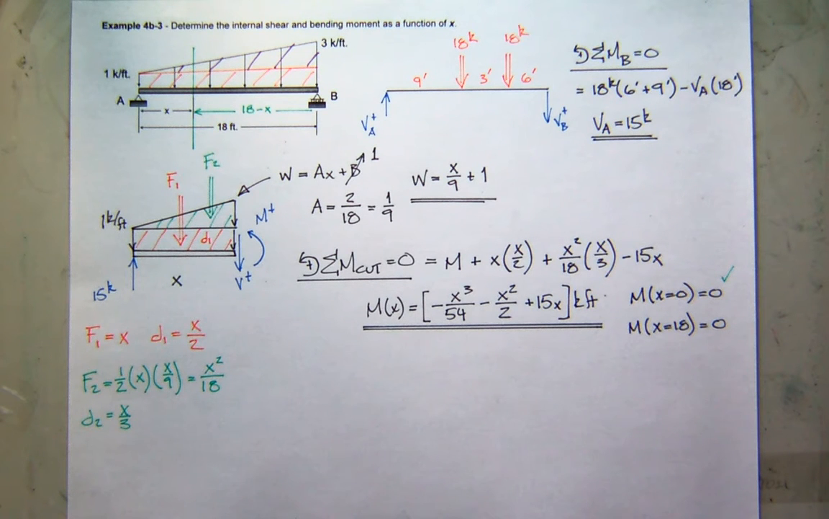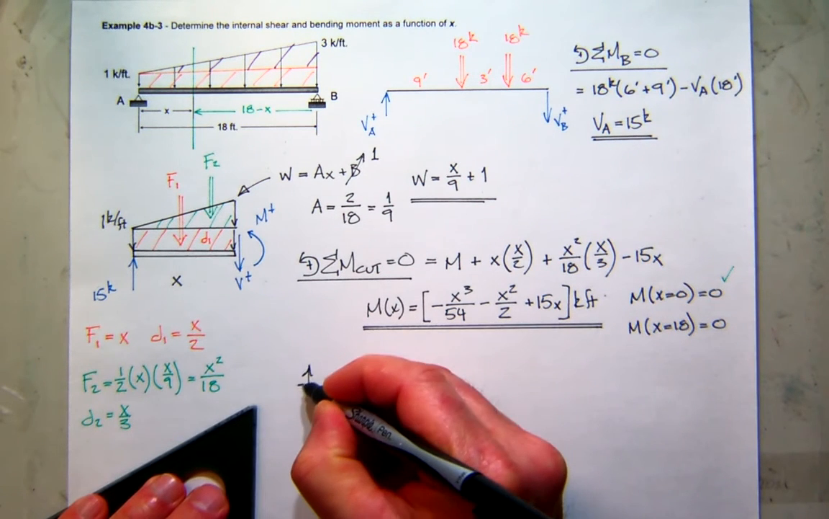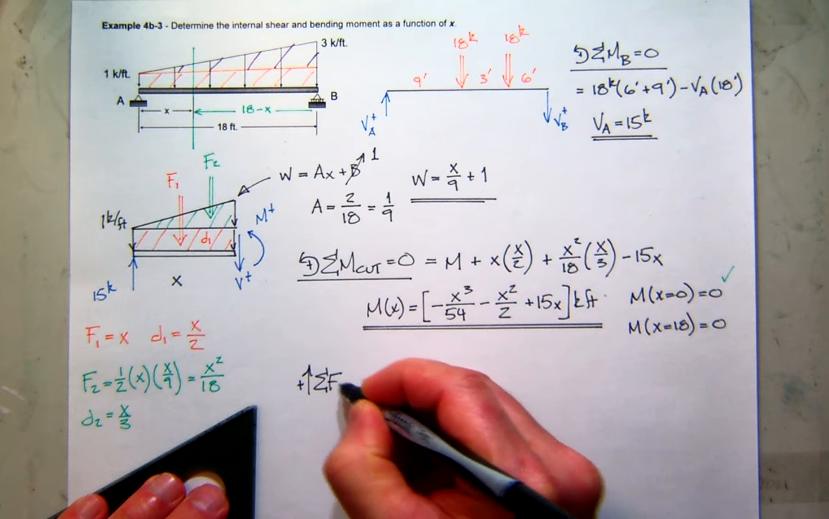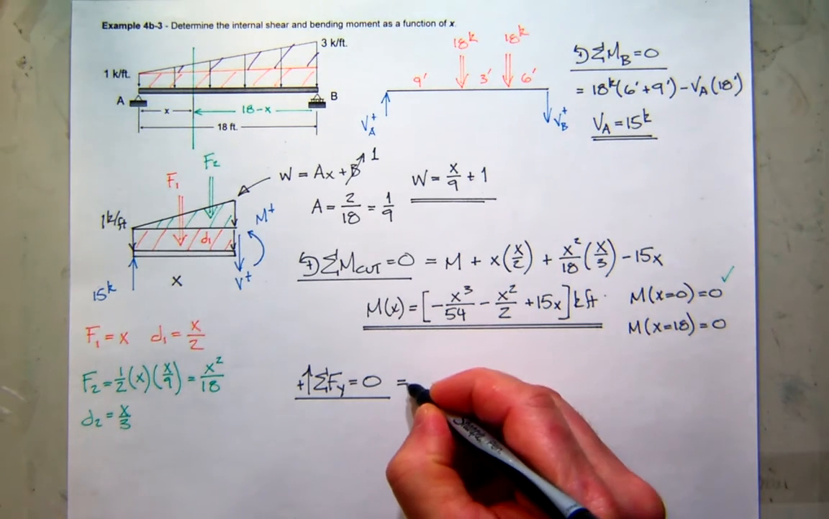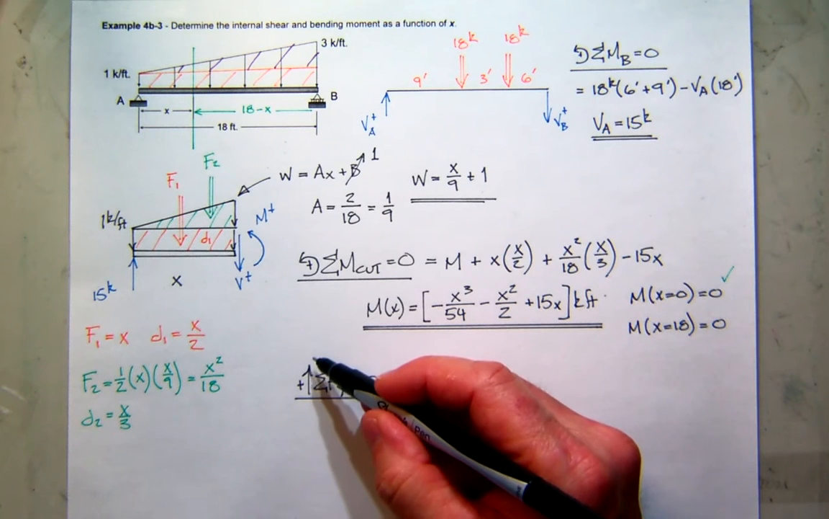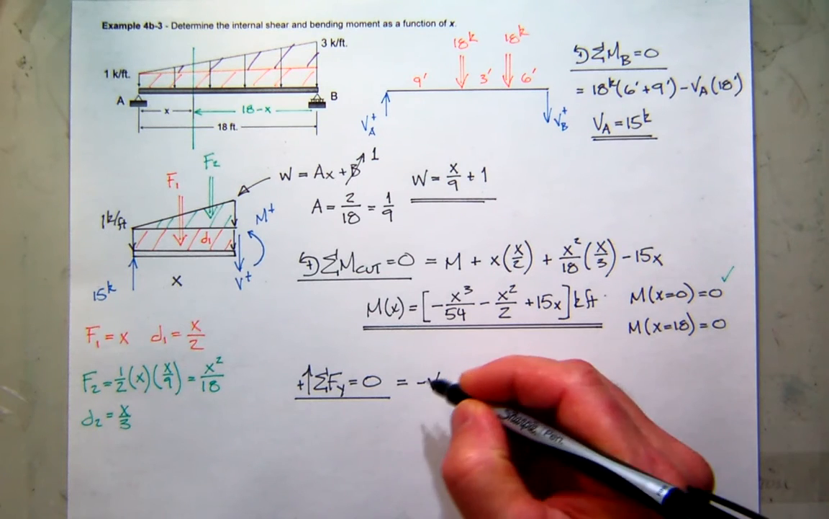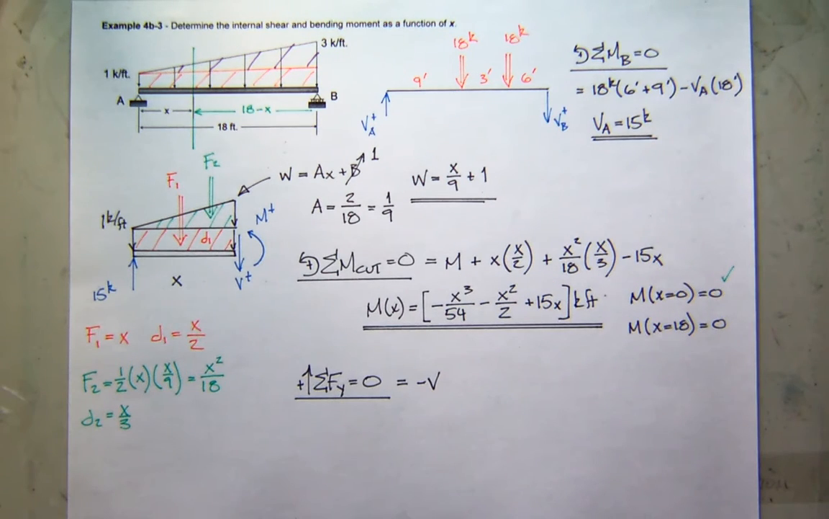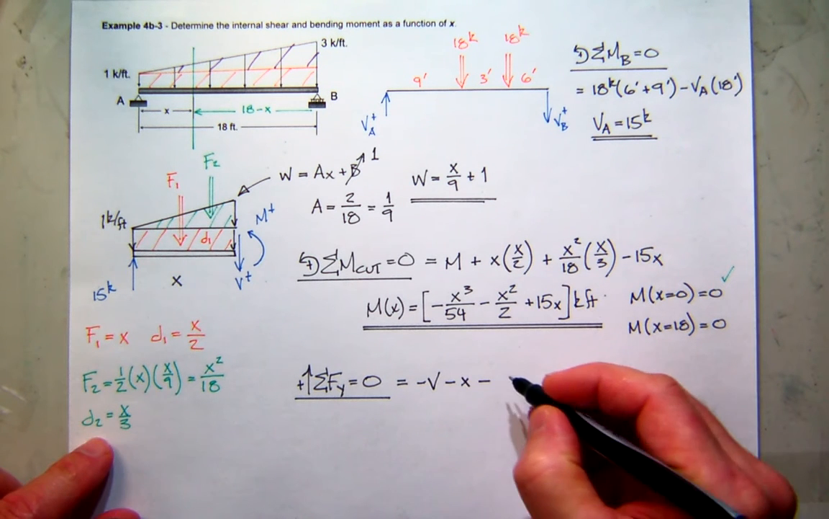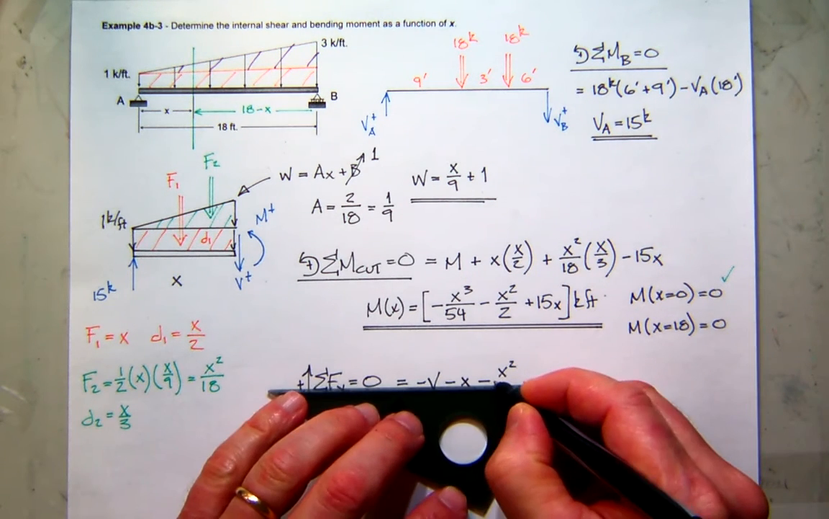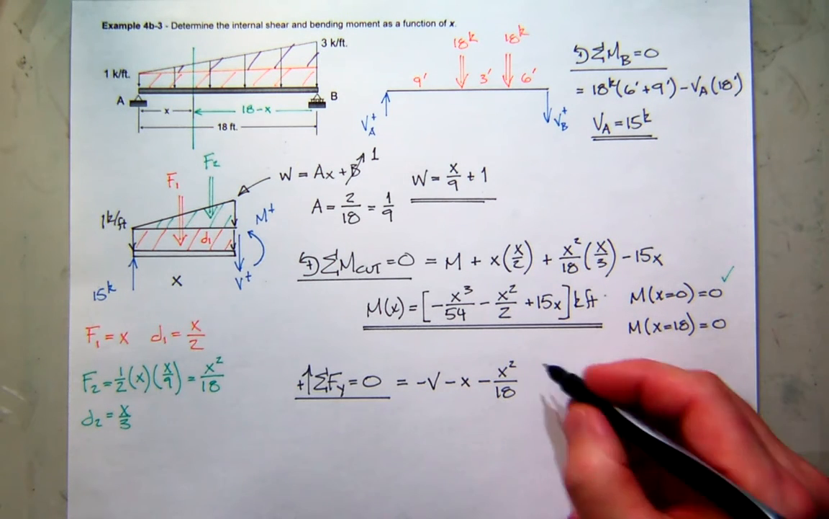Now while somebody's doing that, I'll go ahead and now we'll sum forces in the y direction to find the shear. So there's my equilibrium statement for that. We're assuming forces up are positive, so what kind of force is this shear force? It's negative. F1 and F2 are what? Positive or negative? Negative. So F1 is x. F2 is x squared over 18. And then I've got this 15 kip reaction, which is up, so that'll be positive.